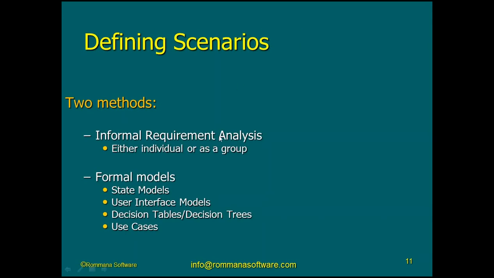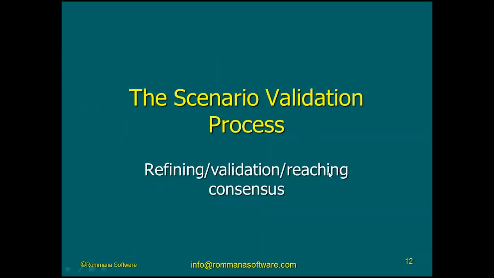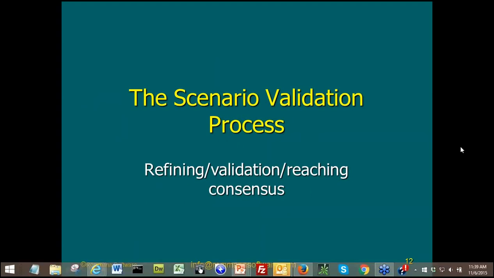As we already said, you can define scenarios either by informal brainstorming of requirements, or you can use models or use cases or decision tables or any one of those things. And these are the formal models that were on the diagram on the left-hand side of the diagram. Okay. Let me just spend a few more minutes on the scenario validation process. And then, because I can see that I have about roughly 20 minutes left, I want to have at least 10-15 minutes to show you how this is all done in Ramana ALM. Ramana ALM is a complete requirement application lifecycle management tool. So I'll show you how it does that.